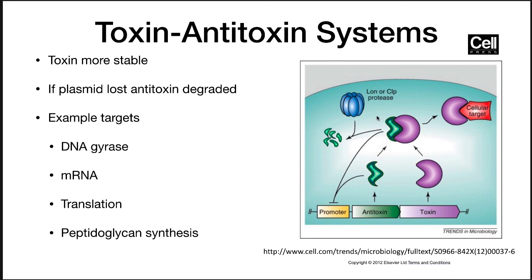So example targets that the toxins will attack include DNA gyrase. Some toxins will degrade mRNA, some toxins will inactivate translation, and some toxins will go after peptidoglycan synthesis. So this is kind of a clever system that plasmids use to prevent their loss.